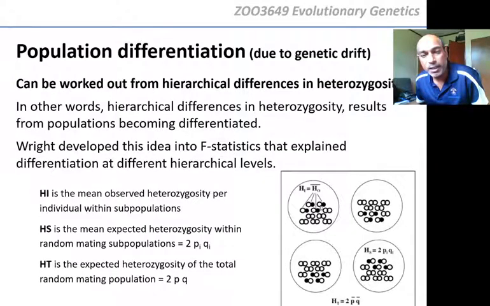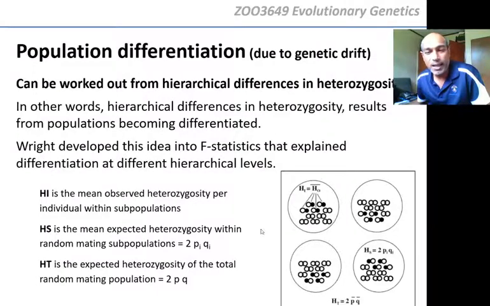So how many heterozygotes do you see? So how many do you observe, right? And the average number you observe. So that's the heterozygosity at this individual level, which is called HI. Okay? It's heterozygosity at the individual level within a subpopulation. So this one will have its own, this one will have its own, and this one will have its own heterozygosity individual.